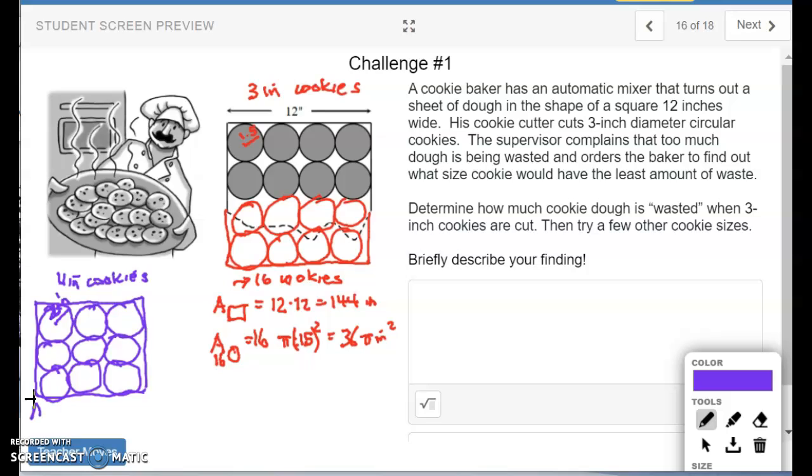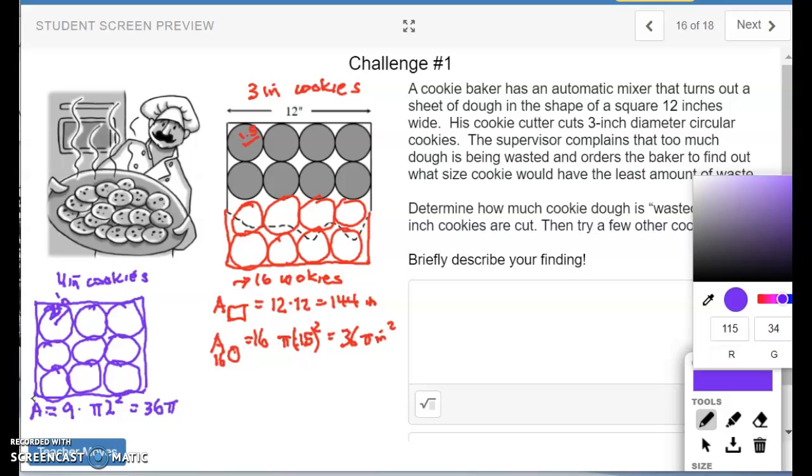The area of the square is going to be the same, but what about the cookies? How much area are 9 cookies with 4 inches in diameter going to take up? That's going to be 9 times, because there are 9 cookies, pi times r, which is 2 inches, squared. So it's 4 times 9, which is 36 pi. So creating 9 4-inch cookies uses exactly the same amount of cookie dough as creating 16 3-inch cookies. That's the conclusion we have so far.